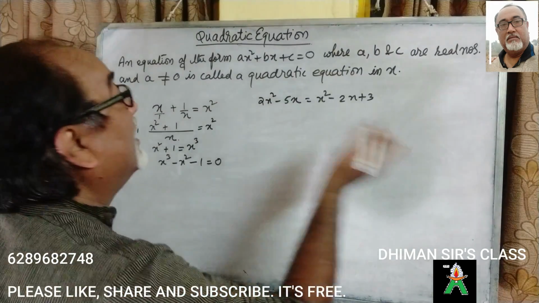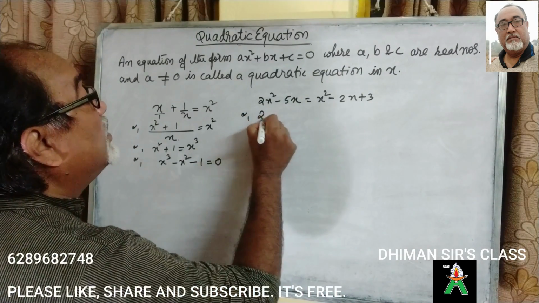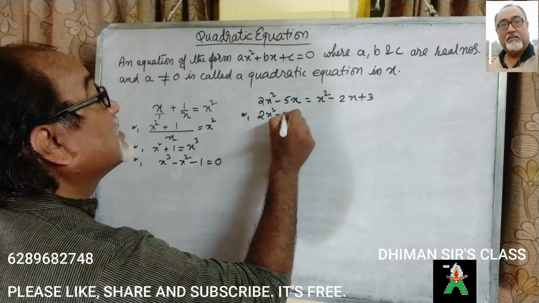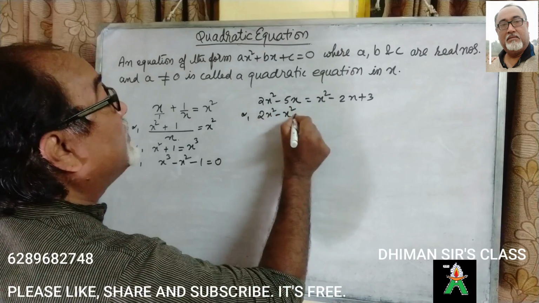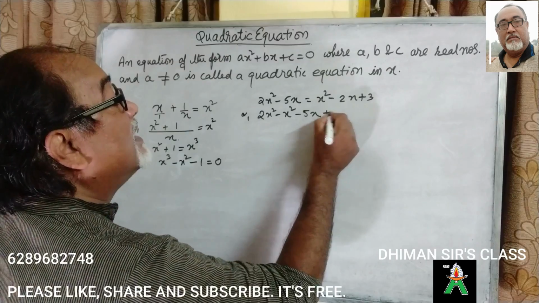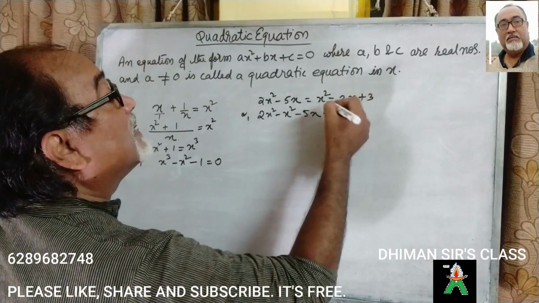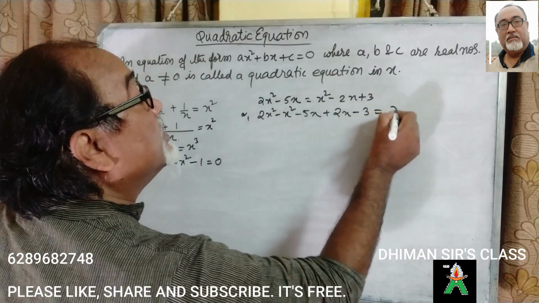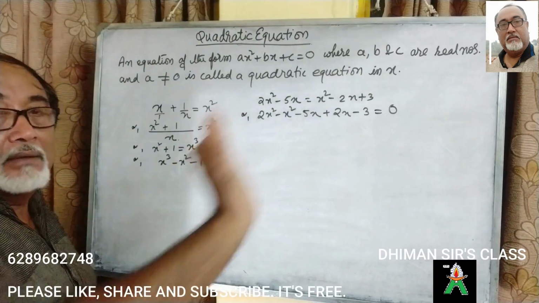See, here what we will do: 2x square minus x square minus 5x remains here, no change, but this minus 2x comes to this side, plus 2x. Then this plus 3 becomes minus 3 equals to 0. Nothing remains in the right hand side, so it becomes 0 here.